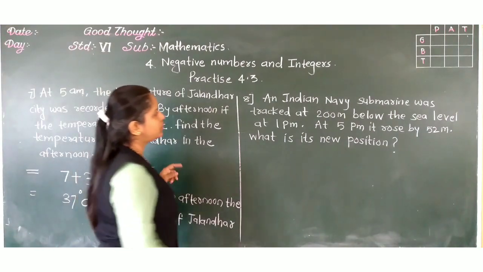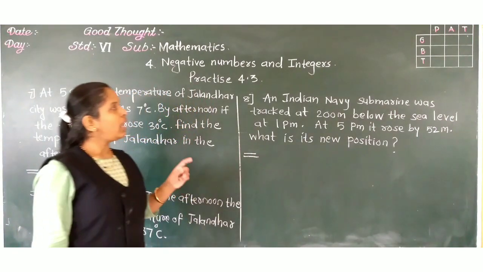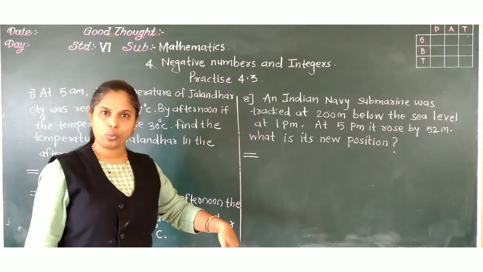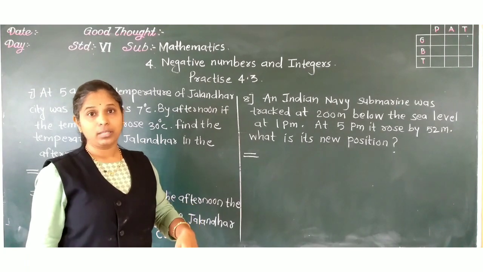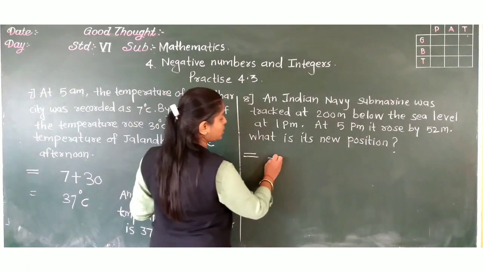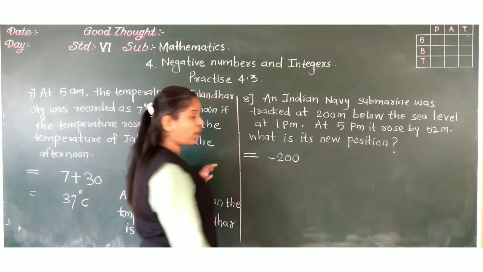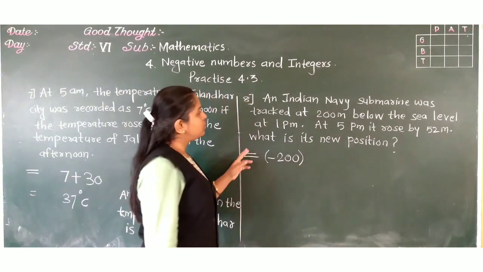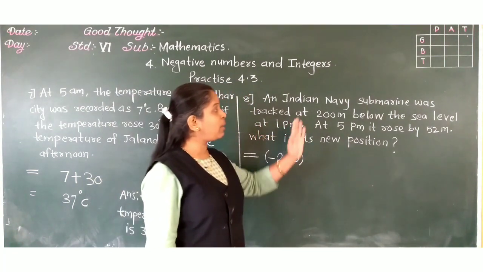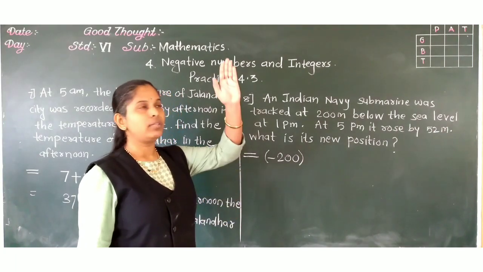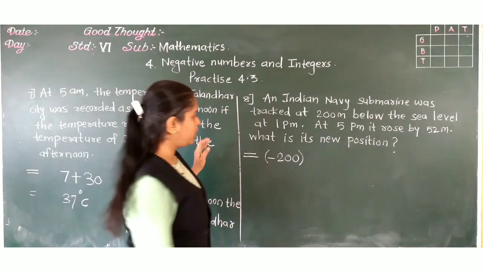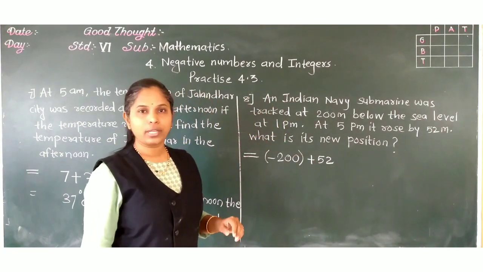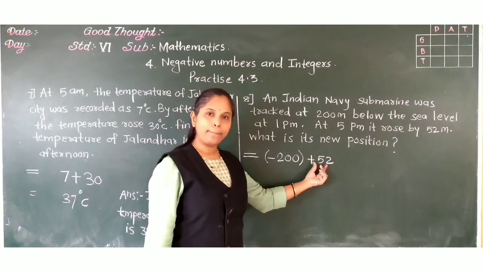Okay. Next. Now, an Indian Navy submarine was tracked at 200 meters below. Now below sea level means which sign do we have to use? Minus. Minus 200 meters it was. And at 1 p.m. At 5 p.m. it rose by 52 meters. It came up by 52 meters. That is plus 52. So what is its new position? Now see, minus 200 plus 52.